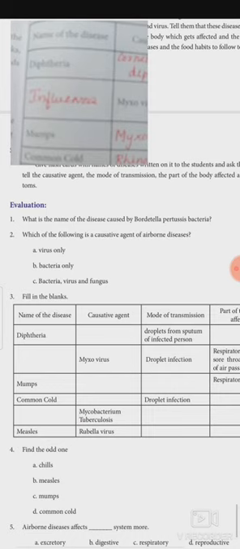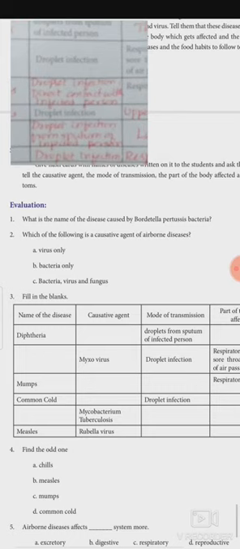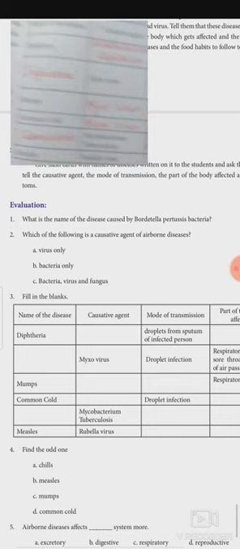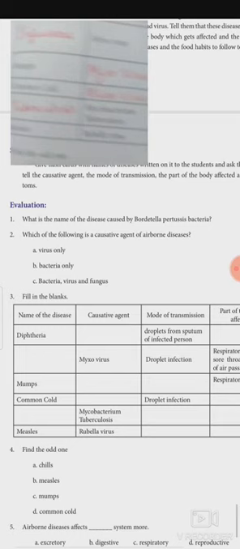The second one is, the name of the disease is influenza. Third one is mumps. The causing agent is a myxovirus. It is transferred by droplet infection, direct contact with an infected person. Common cold is caused by rhinovirus. The affected area is the upper respiratory tract.